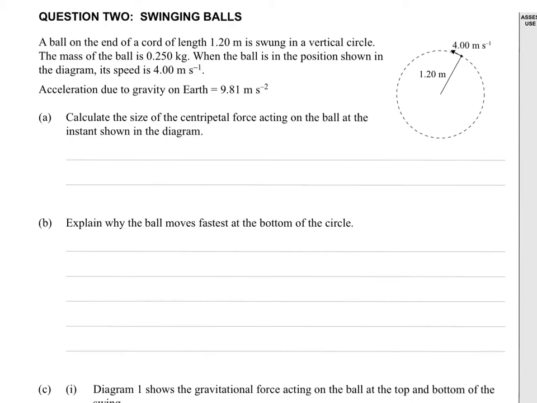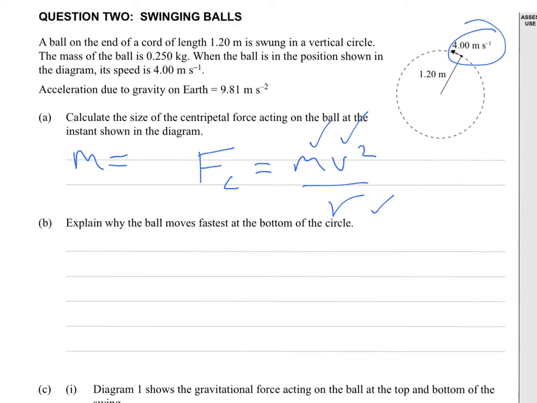Acceleration due to gravity on Earth, as usual, 9.81. So calculate the size of the centripetal force acting on the ball at the instant shown in the diagram. Centripetal force, we should write what we've got. We've got the mass. I'm going to go straight to the equation: Fc equals mv squared over r. We've got the velocity as that instantaneous 4.00 metres per second, and we have the mass of the ball, so that should just be plugging numbers in to calculate it.